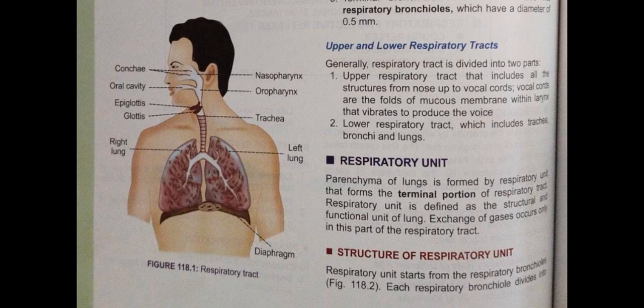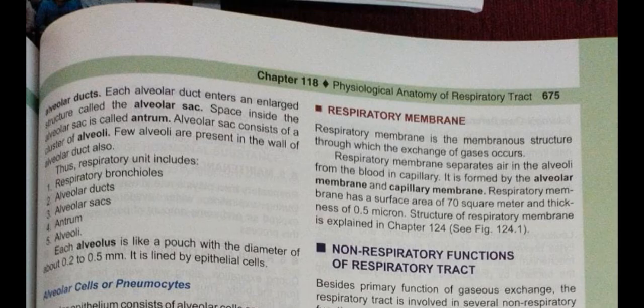Then the structure of the respiratory unit. The respiratory unit starts from the respiratory bronchioles. Each respiratory bronchiole divides into alveolar ducts. Each alveolar duct enters an enlarged structure called the alveolar sac. The space inside the alveolar sac is called the antrum. The alveolar sac consists of clusters of alveoli. A few alveoli are present in the walls of the alveolar duct also. Thus, the respiratory unit includes respiratory bronchioles, alveolar ducts, alveolar sacs, antrum and alveoli.